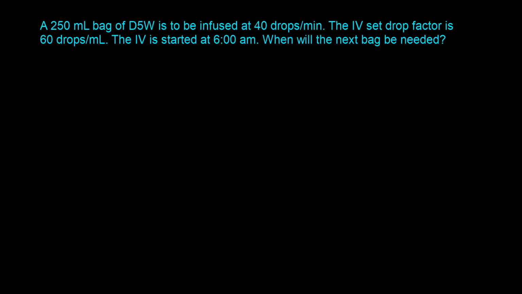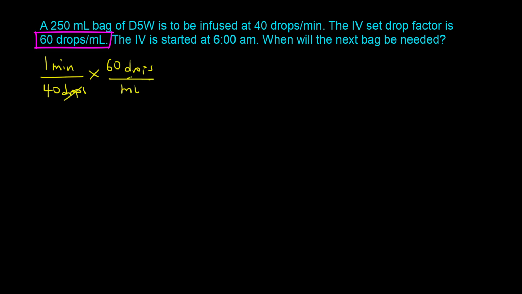So the first thing we want to do is to start off with the flow rate, 40 drops per minute, and what that implies is that in every single minute, you are able to give 40 drops. Now we are using dimensional analysis, so we can go ahead and multiply this ratio by the drop factor, which is 60 drops per milliliter. Now at this point, the drops can cancel out, and we are now left with minutes per milliliter. So we can go ahead and multiply this by the volume of the bag, which is 250 milliliters. So now the milliliters cancel out.